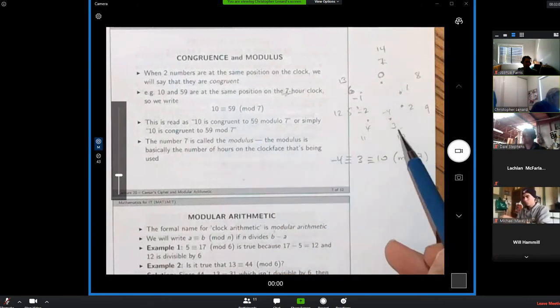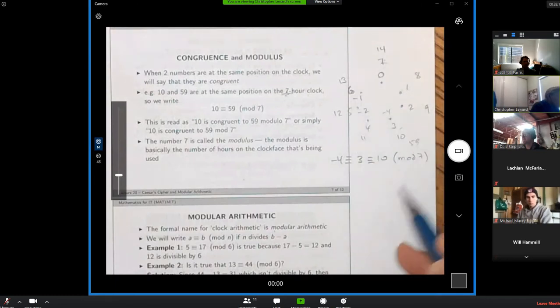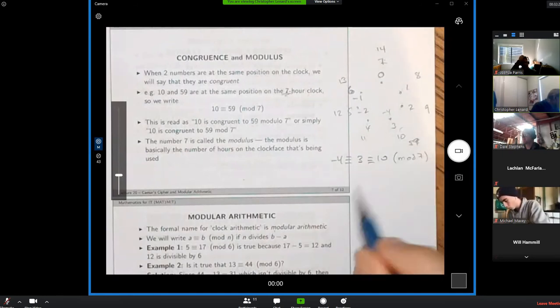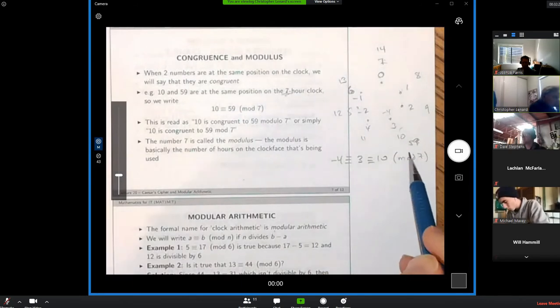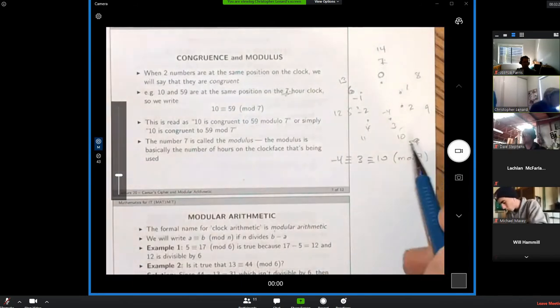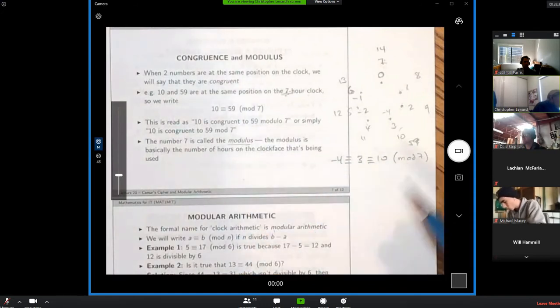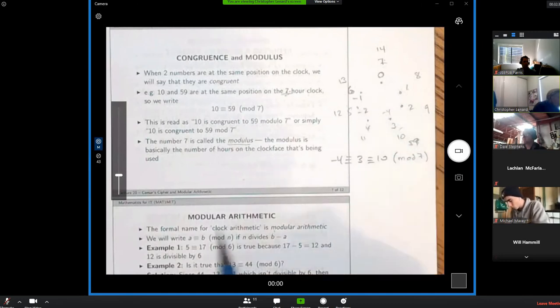10 is congruent to 59. Well, if you had to, you could start at 10 and you could count around 10, 11, 12, 13, 14, 15, all the way around until you got to 59. That'd be perfectly okay. You could do that. And if you did, you would in fact find that 10 and 59 are congruent to each other. So the modulus is the number of hours. We've got 1, 2, 3, 4, 5, 6, 7 hours on the clock face.